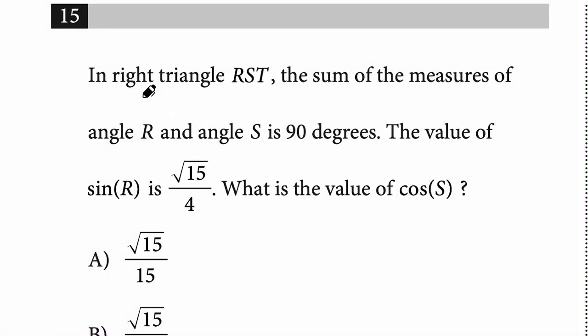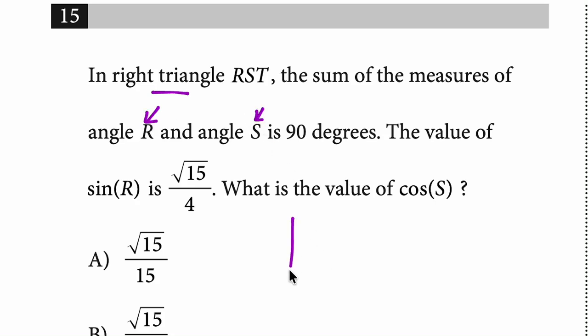Question number 15. In right triangle RST, the sum of measures of angle R and angle S is 90 degrees. The value of sine R is root 15 by 4. What is the value of cos S? Now, from the first statement, because it is a right triangle and the sum of R and S is 90 degrees.